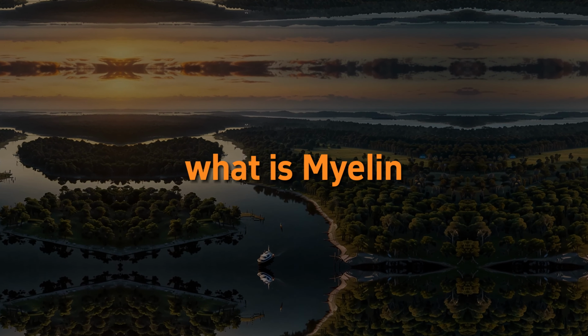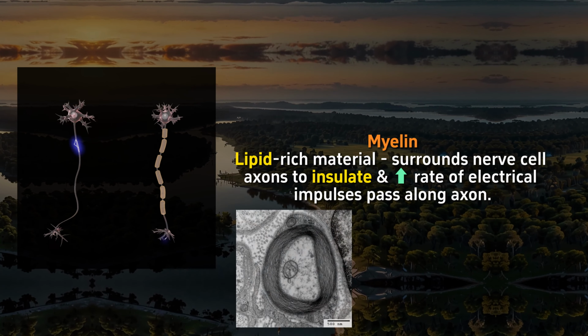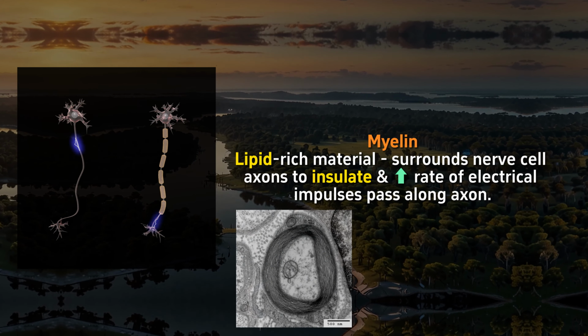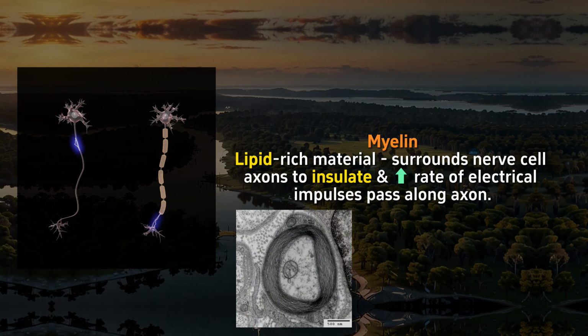What is myelin? Myelin is a lipid-rich material that surrounds nerve cell axons to insulate them and increase the rate at which electrical impulses pass along the axon.